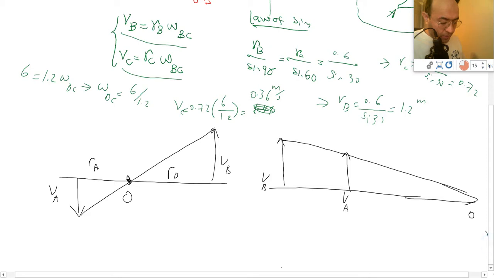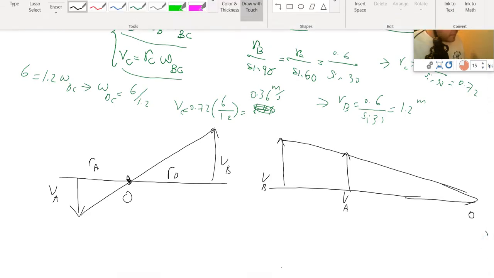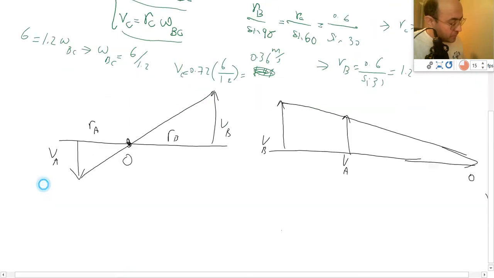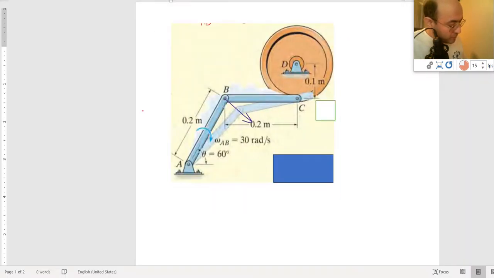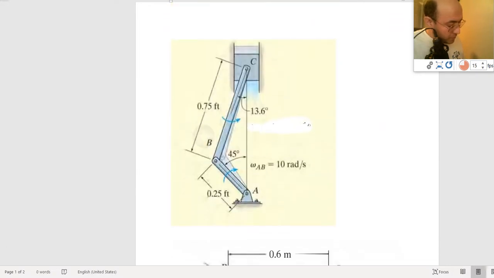Now, I want to continue the topic with more examples. So the next example that I want to solve is an example from the text, which is going to be this one.